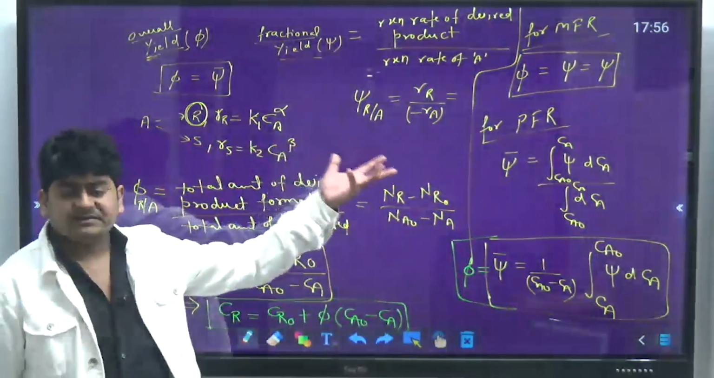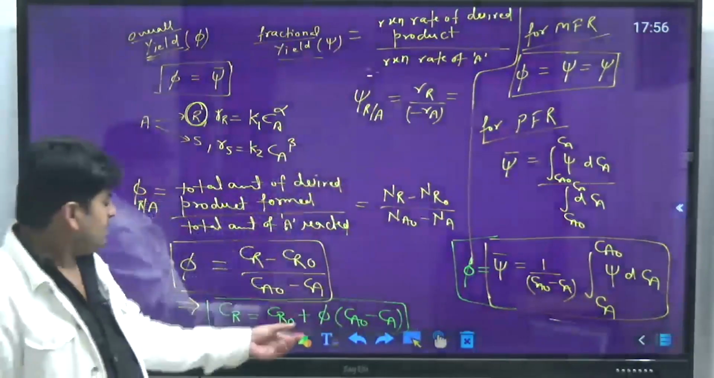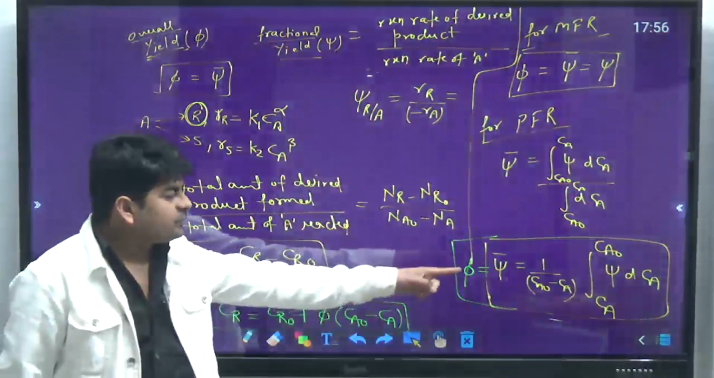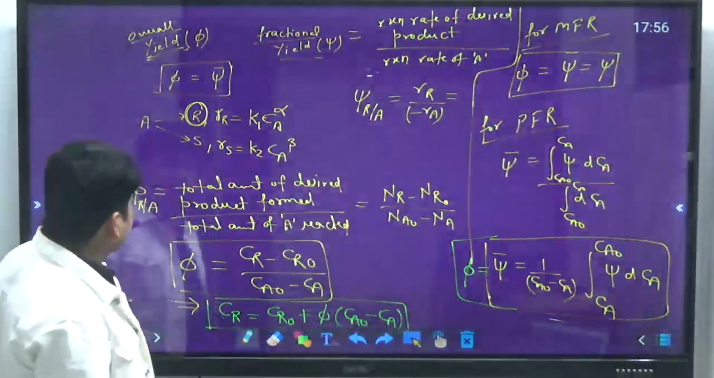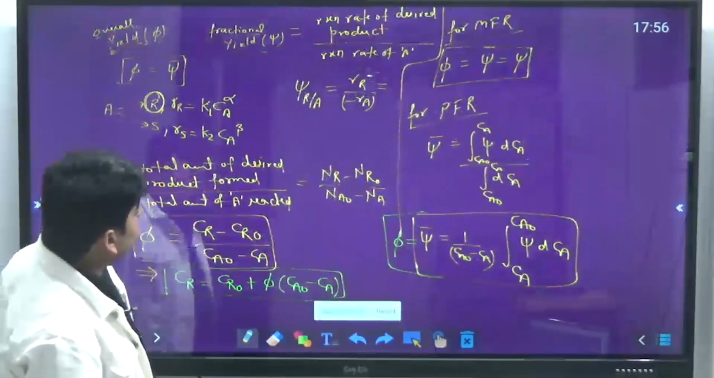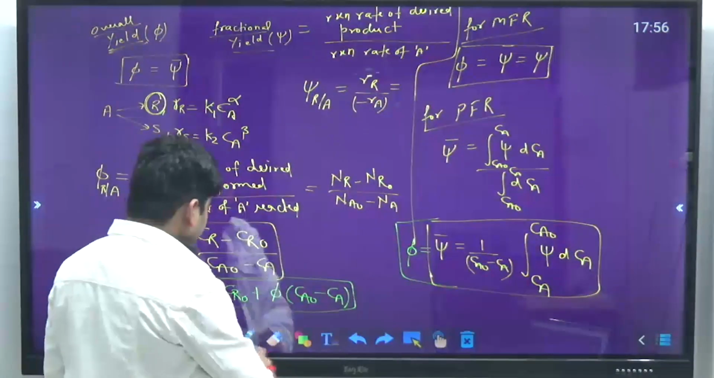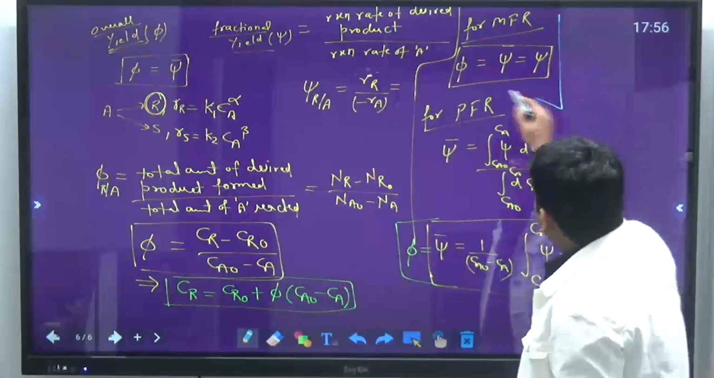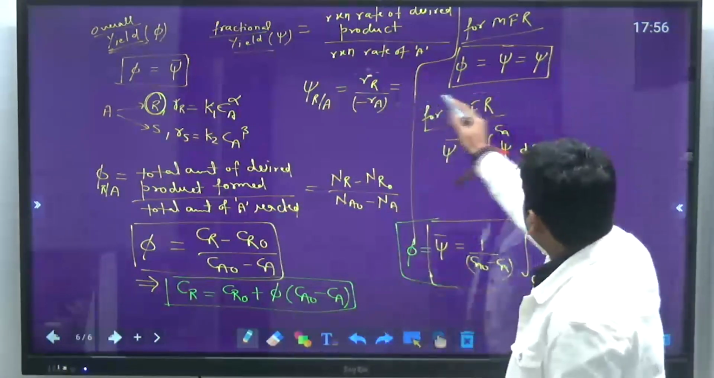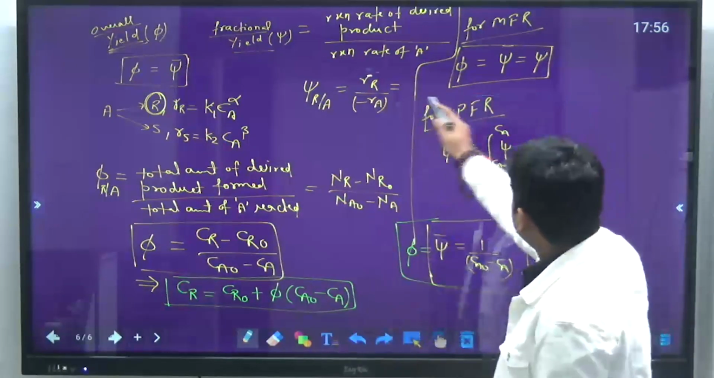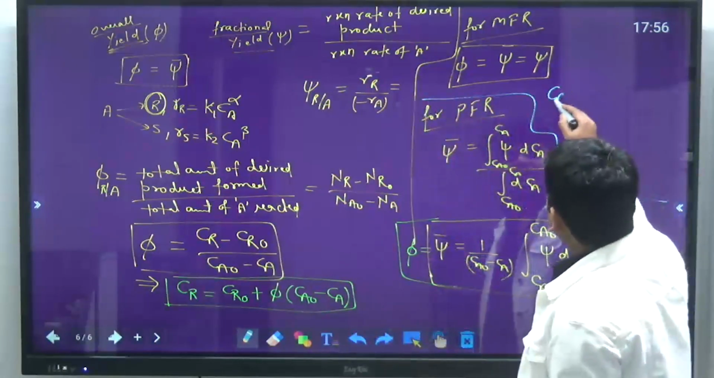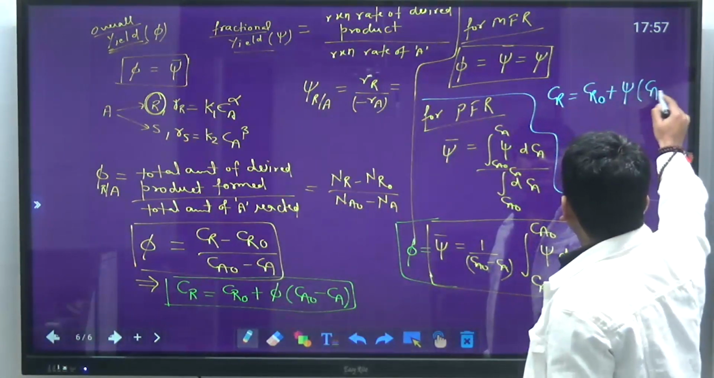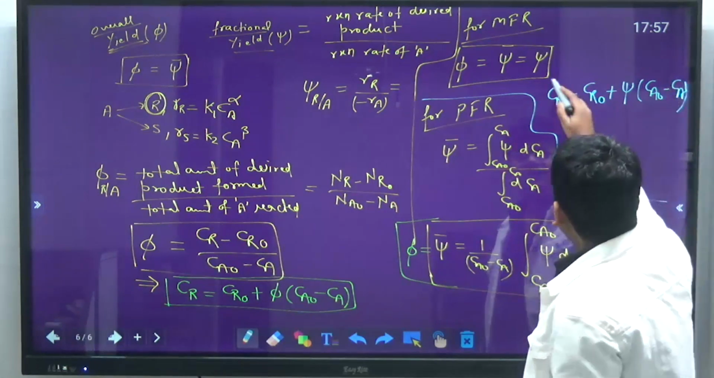Okay, so if the parallel reaction is taking place in MFR, put phi equal to psi, and if reaction is taking place in a PFR, then put phi equal to this. Okay, so when you put these values here, in case of MFR, CR will be equal to CR naught plus psi times of CA naught minus CA. This will be the equation.